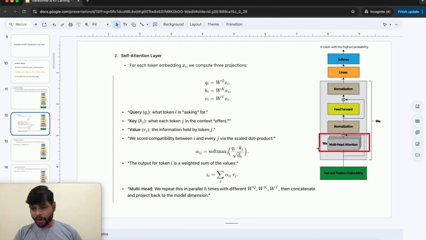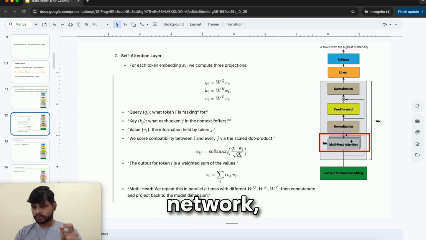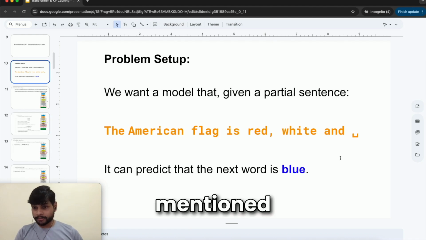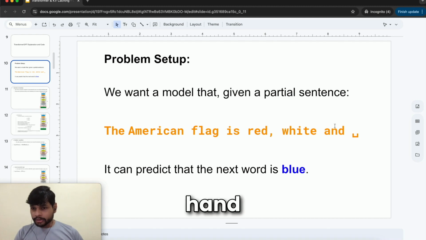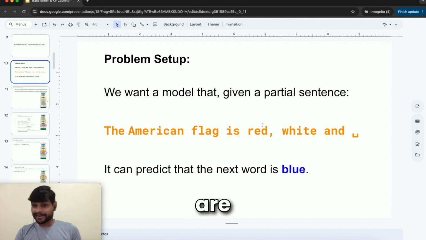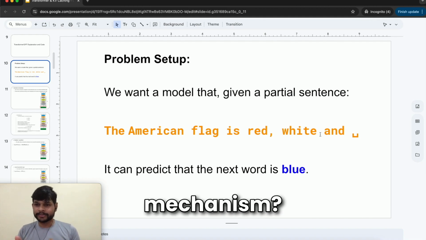The next comes the crux of the transformer network, which is the attention layer. So what is attention? As I mentioned before, this AND should be able to attend to every other word or token which comes beforehand and know which ones are relevant, which ones are important. So for this AND, the words white, red, and American flag are important. The words like the, is, and comma are not so important. So how can we mimic that mechanism?